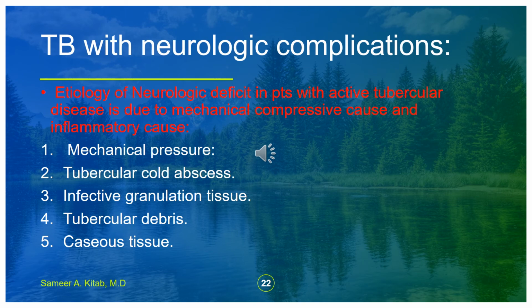An infective granulation tissue might cause compression or inflammation around the spinal cord or the neural tissue, and the patient might present with neurological deficit. Tubercular debris and sequestra might press on the spinal cord or the neural tissue, and caseous tissue again might compress there. So these patients with neurological manifestations in the early or active stage of disease should be treated, even empirically, with anti-TB treatment, and if the patient is stable, we can wait for 3 weeks to monitor the response of the patient. If the patient is not responding to treatment, then surgery is indicated.